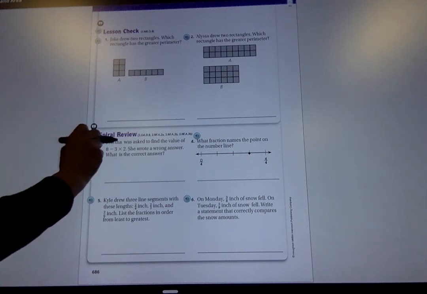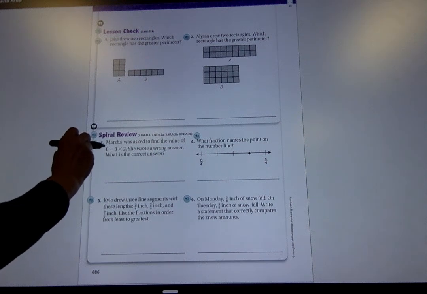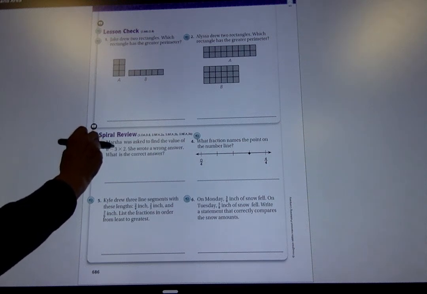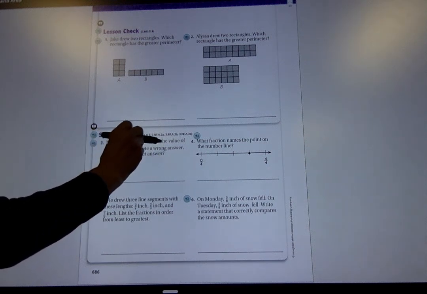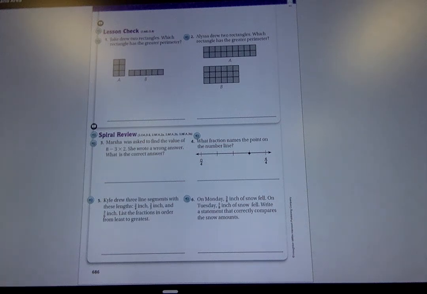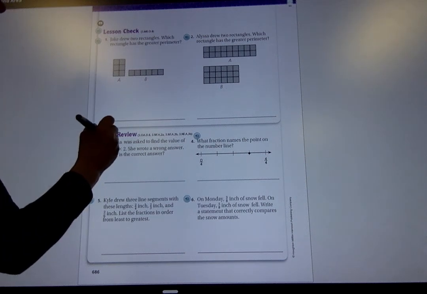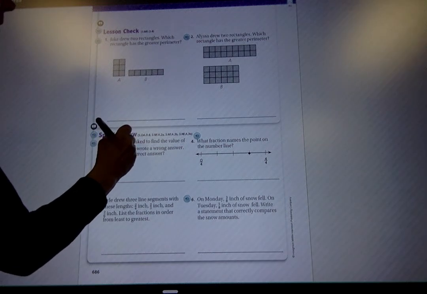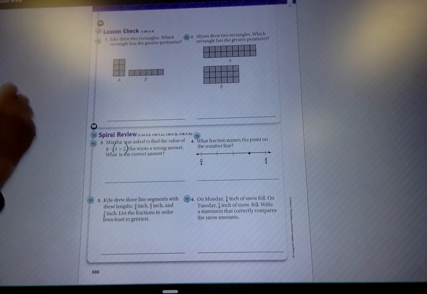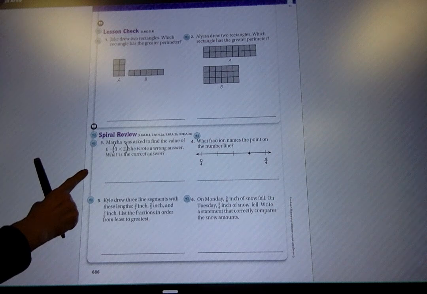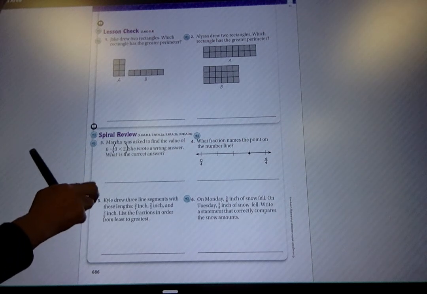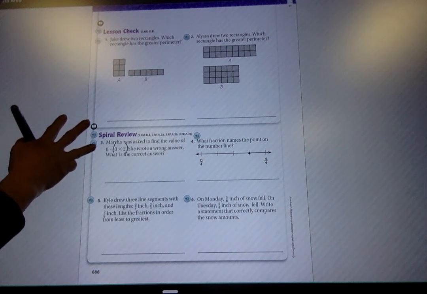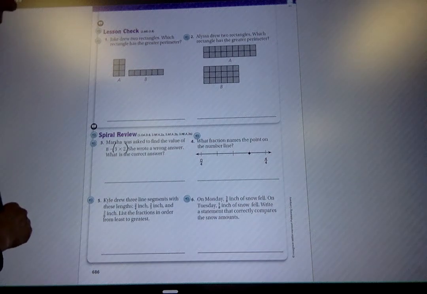The review. Marcia was asked to find the value of 8 minus 3 times 2. She wrote a wrong answer. What is the correct answer? Well, remember, our order of operations tells us that we should always do what's in parentheses first, and then we should multiply or divide next, and at the end we should do any adding or subtracting.